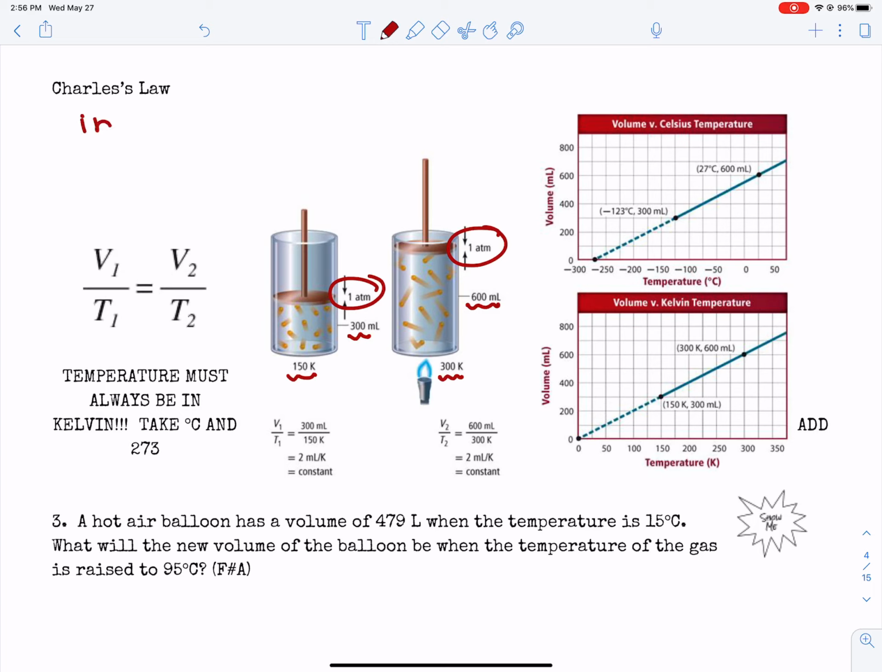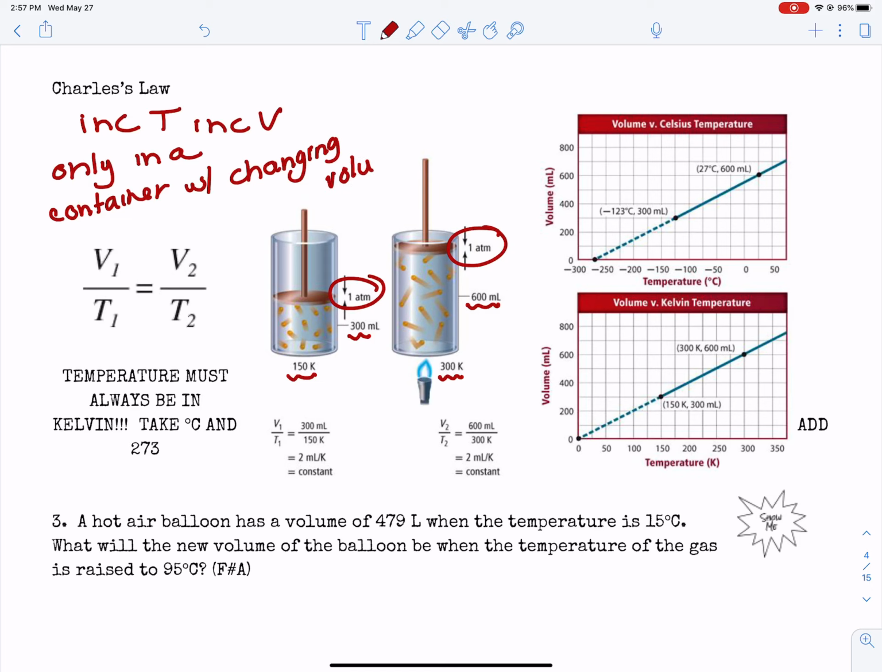So in general, Charles' law is when I increase the temperature, I increase the volume, but that's only in, we can say, a non-rigid container, a container that has a volume that could change, like a balloon. Often this is done in a balloon.